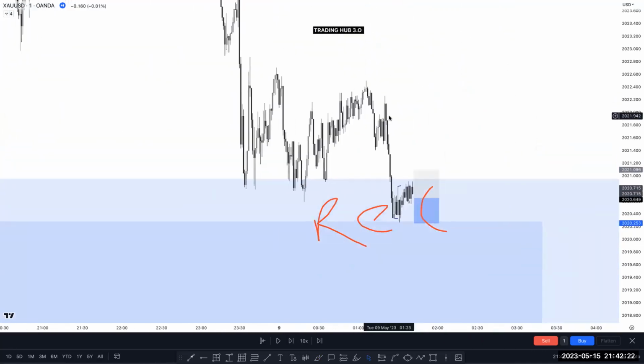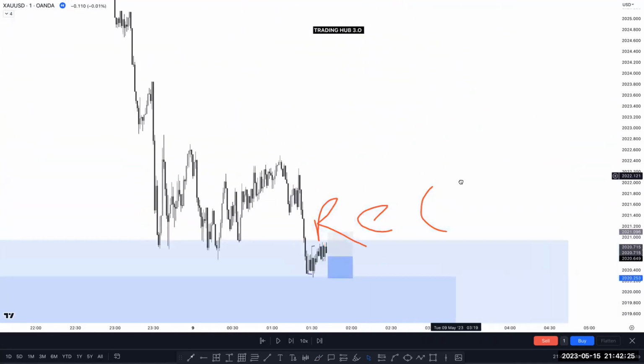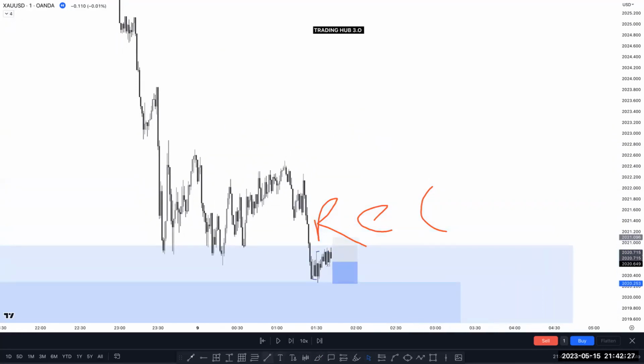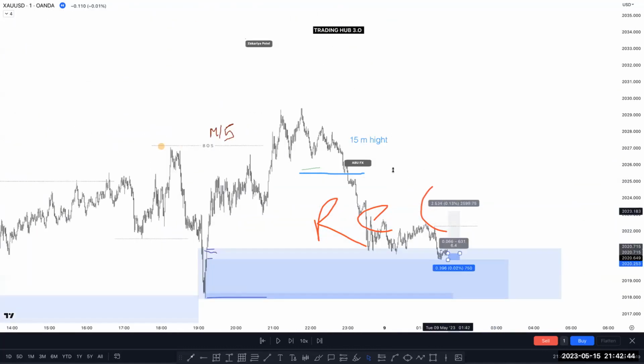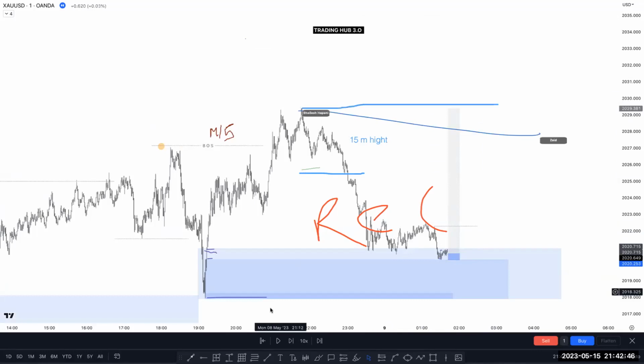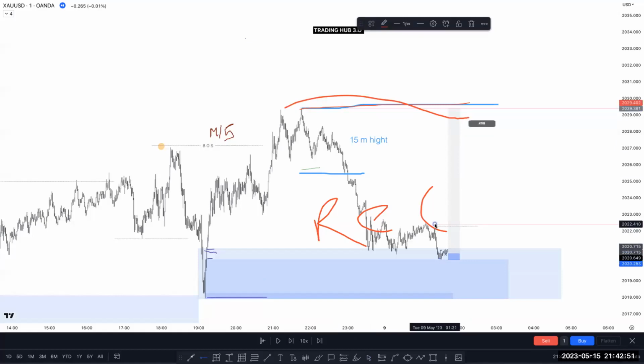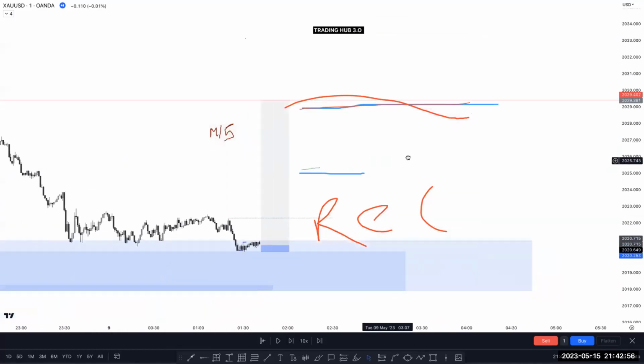And where is your target? This is a breakeven point, or you can take partials here, which is almost, I think, the 4 hour, which is not bad. And the major target is the M15 high. I'm talking about internal structure, this one. Perfect. This is our main high, and this is our internal short term target, and this is the main target, right?